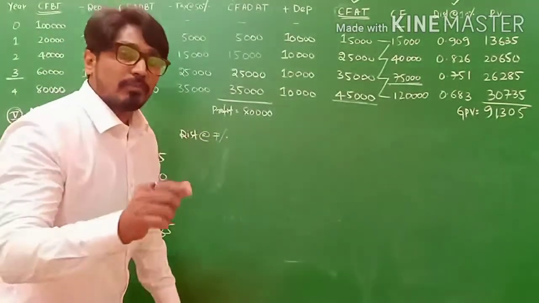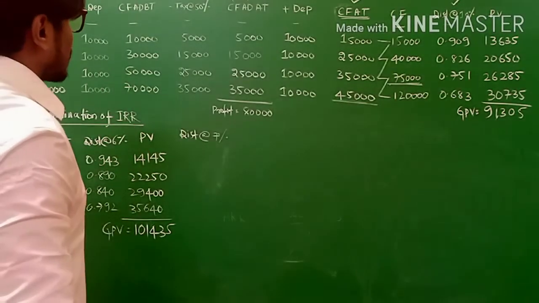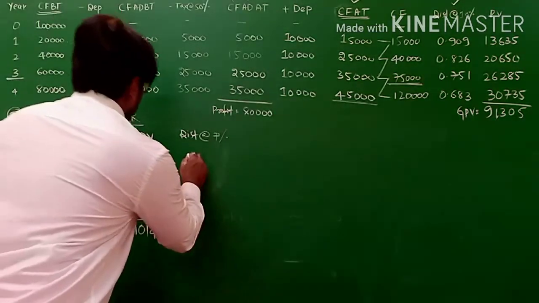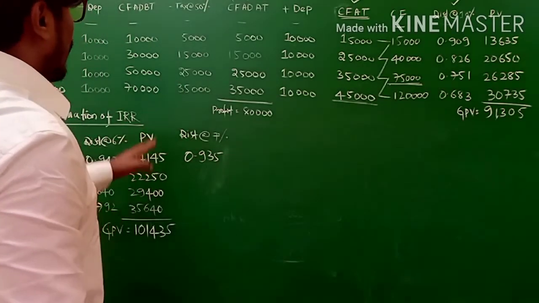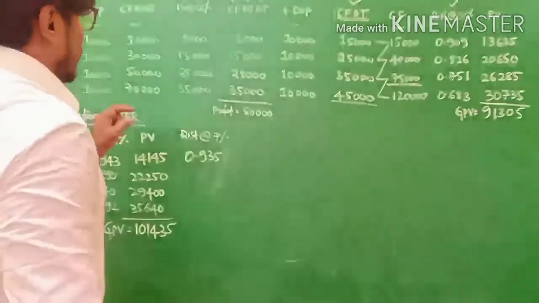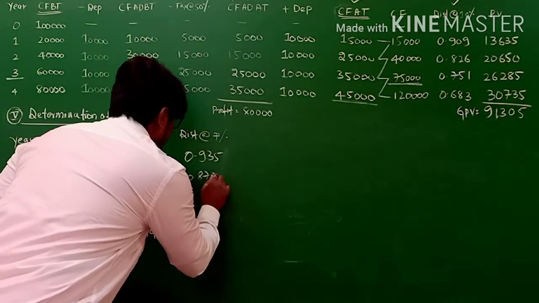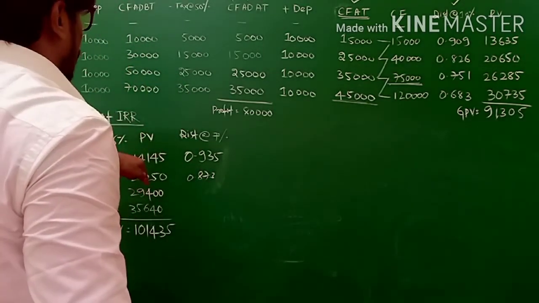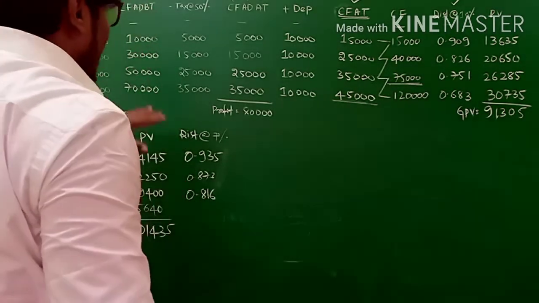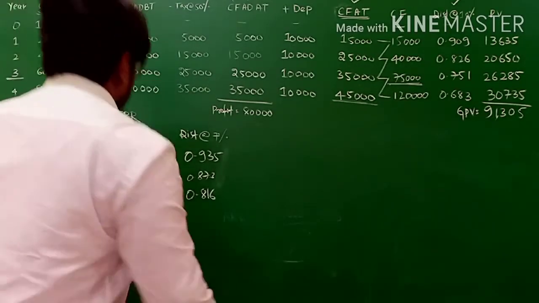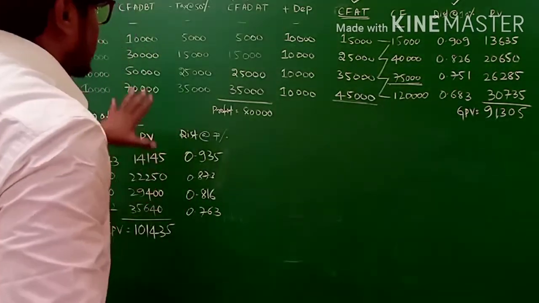1 divided by 1.07, my friends. So first one is 0.935. How to calculate this? 1 divided by 1.07. So next one, if you press once again equals to, 0.873. Likewise, if you press further equals to, you will get 0.816. And at last equals to, you will get 0.763. This is nothing but your discount at 7%, my friends.